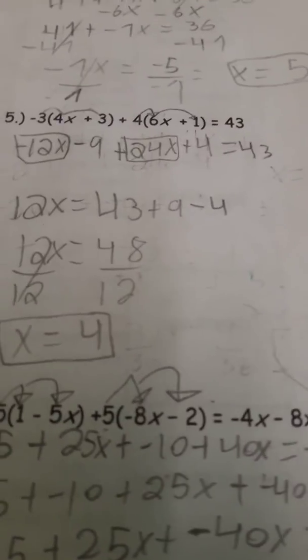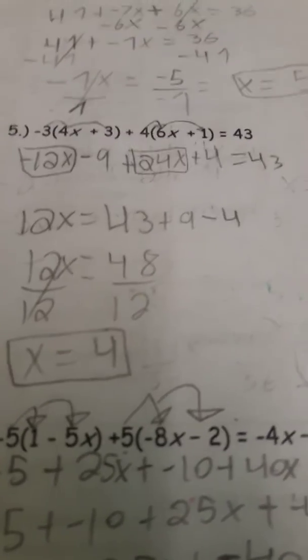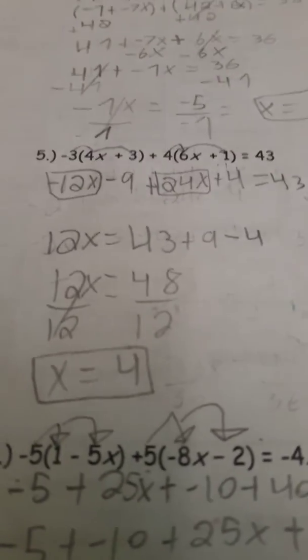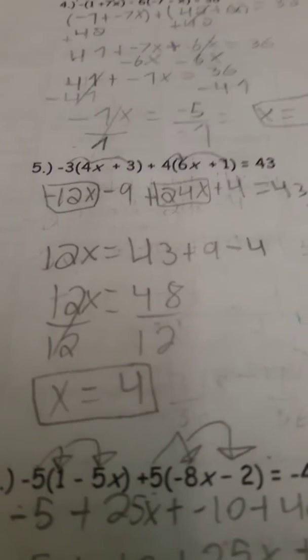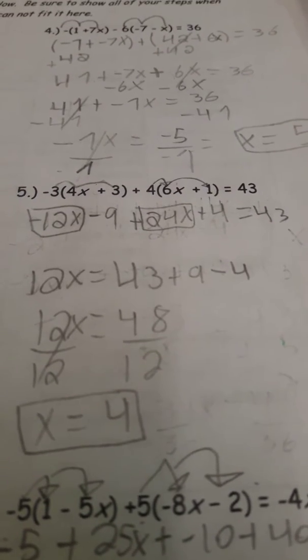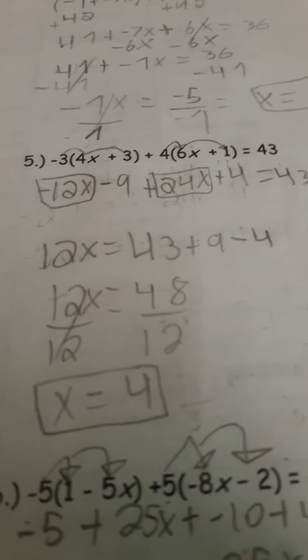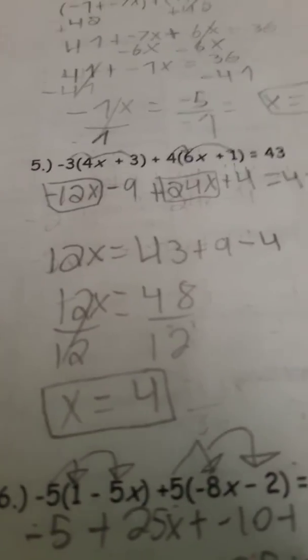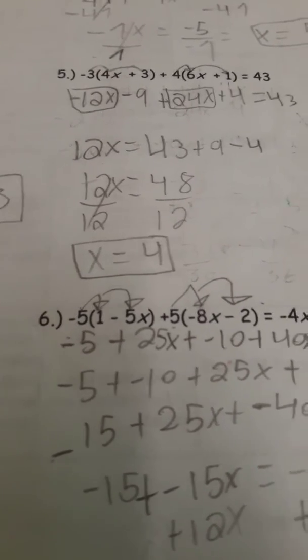Then we have 12x equals 43 plus 9, because we have to bring 9 to the other side, minus 4. Then 43 plus 9, we add and then we minus it by 4, and we get 48. We have 12x here. Divide them by both sides, cross them out, leave x alone, and we get 4. So 48 divided by 12 equals 4.